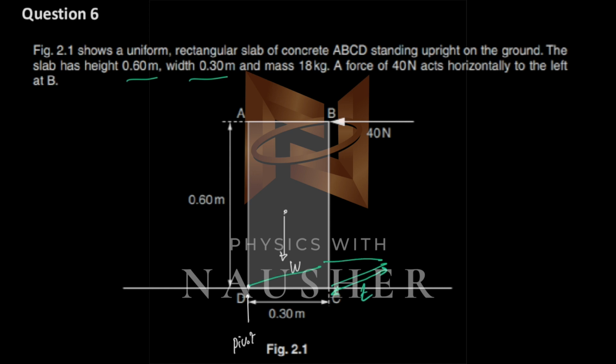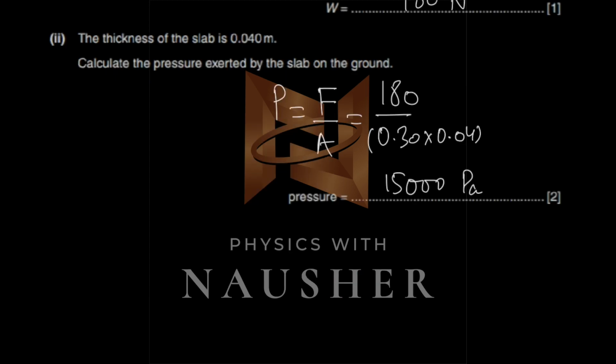And when you multiply 0.3 with your thickness, what will happen? You will get the base area of this container. And if you divide the weight by base area, you will get the pressure. So pressure is force over area. Force is 180. Area is 0.3 into 0.04. Pressure will be 15,000 pascals.